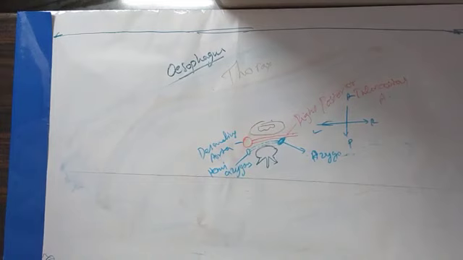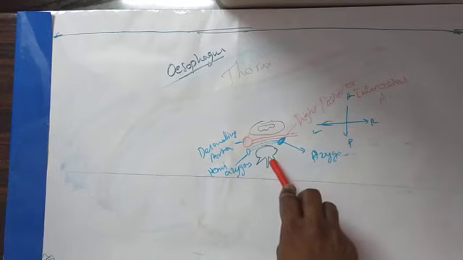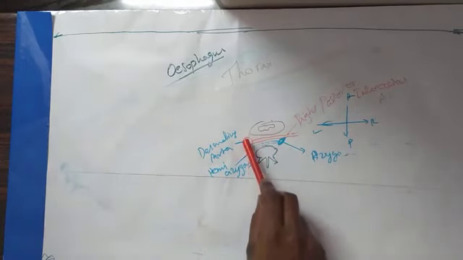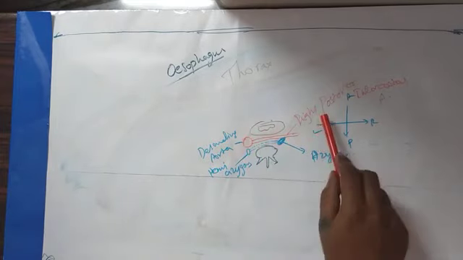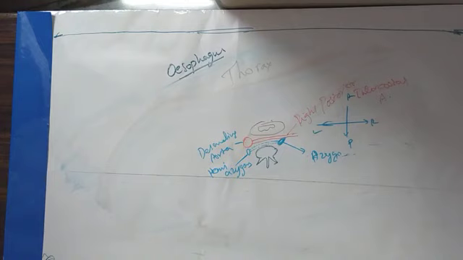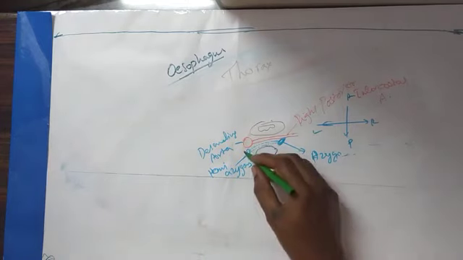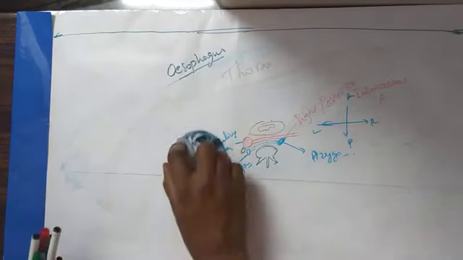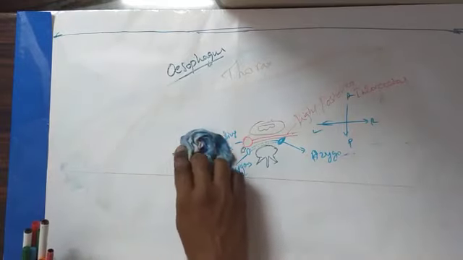So what are the posterior relations in the thoracic region? Vertebral column, thoracic vertebrae, azygous vein, hemiazygous vein, descending aorta, and right posterior intercostal artery. Apart from that, we have the thoracic duct. So these are the relations of the esophagus in the thoracic region.